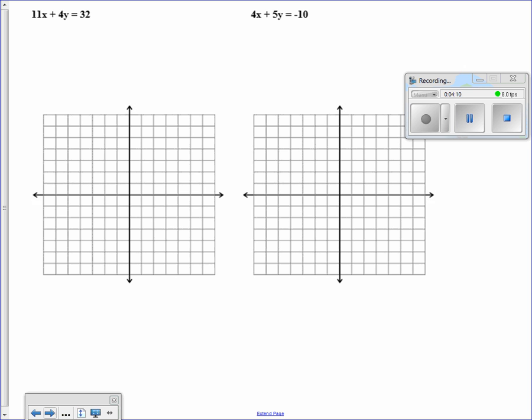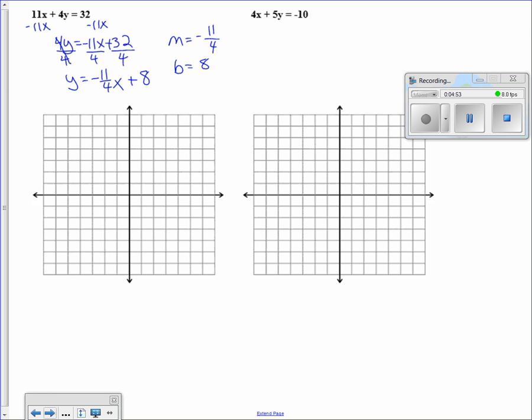All right. First thing we need to do is move the 11x over by subtracting 11x from both sides. That leaves me 4y equals negative 11x plus 32. Now I'm going to divide each side by 4. Cancels. Y equals negative 11 over 4x plus 8. So I'm going to have a slope that equals negative 11 over 4, and a y-intercept that equals 8.